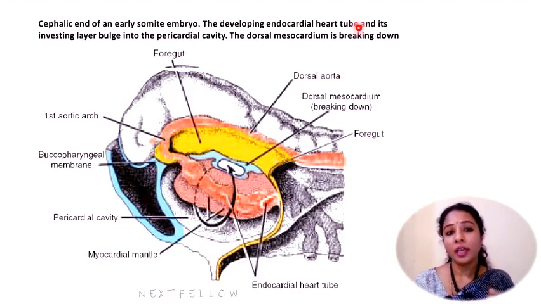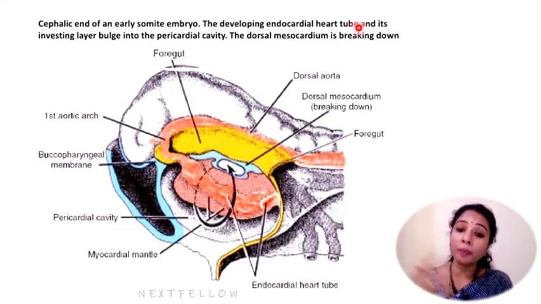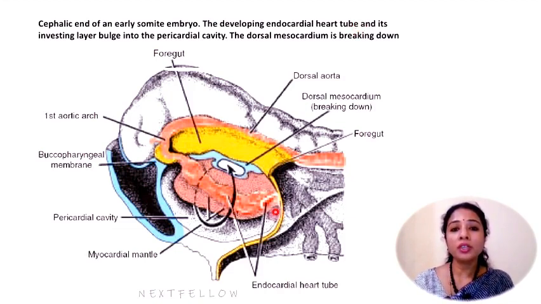So this epicardium is also involved in the development of coronary arteries, which are considered the largest vasa vasorum of the heart, because the heart itself is considered a blood vessel. So coronary arteries are the blood vessels supplying a blood vessel. That is the reason it is the vasa vasorum of the heart. And the mesoderm around the endocardium forms the myocardium.